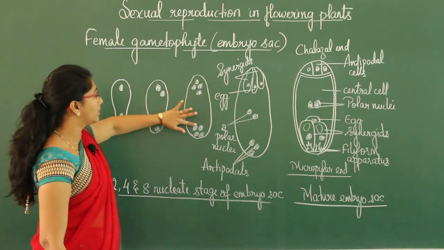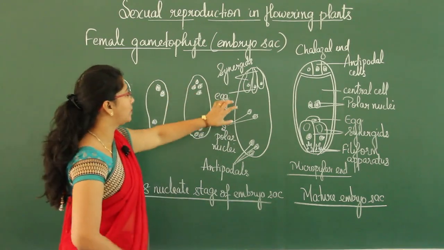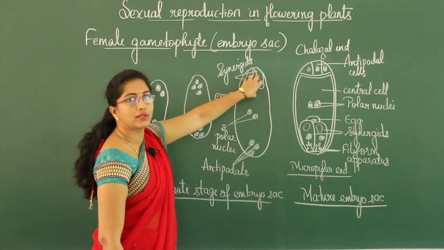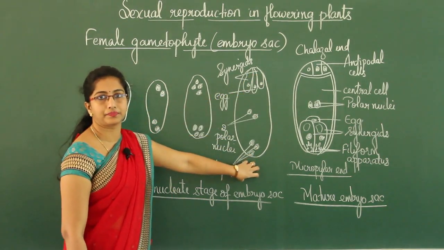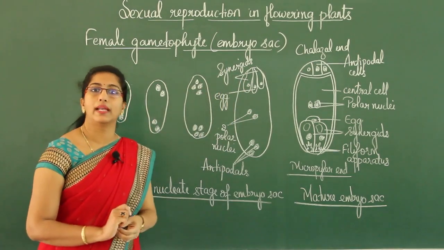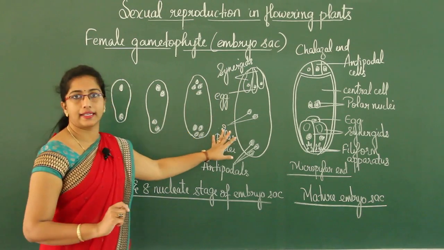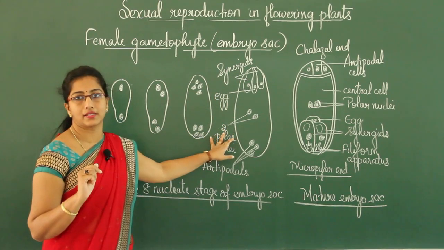You will see one nucleus from both the poles moving towards the center. When it moves towards the center, there are 3 nuclei here and 3 here. Now you will see that cell wall formation will begin. So how many nuclei do you find there? It is an 8-nucleate structure.